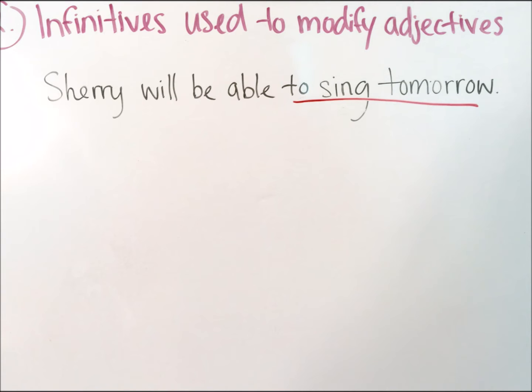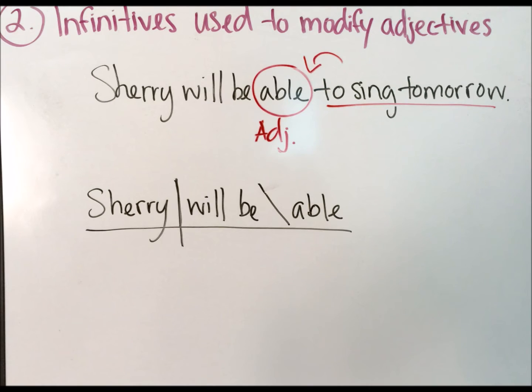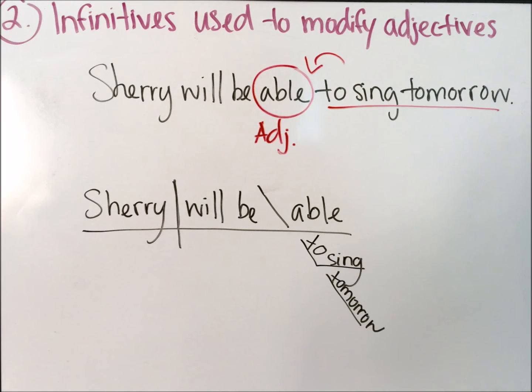So here we have Sherry will be able to sing tomorrow. To sing tomorrow is your adverb, and that describes able, which is the adjective in the sentence. And then the diagram will be Sherry is the noun, subject, will be is your verb, able is the adjective, and to sing tomorrow will be diagrammed under able.